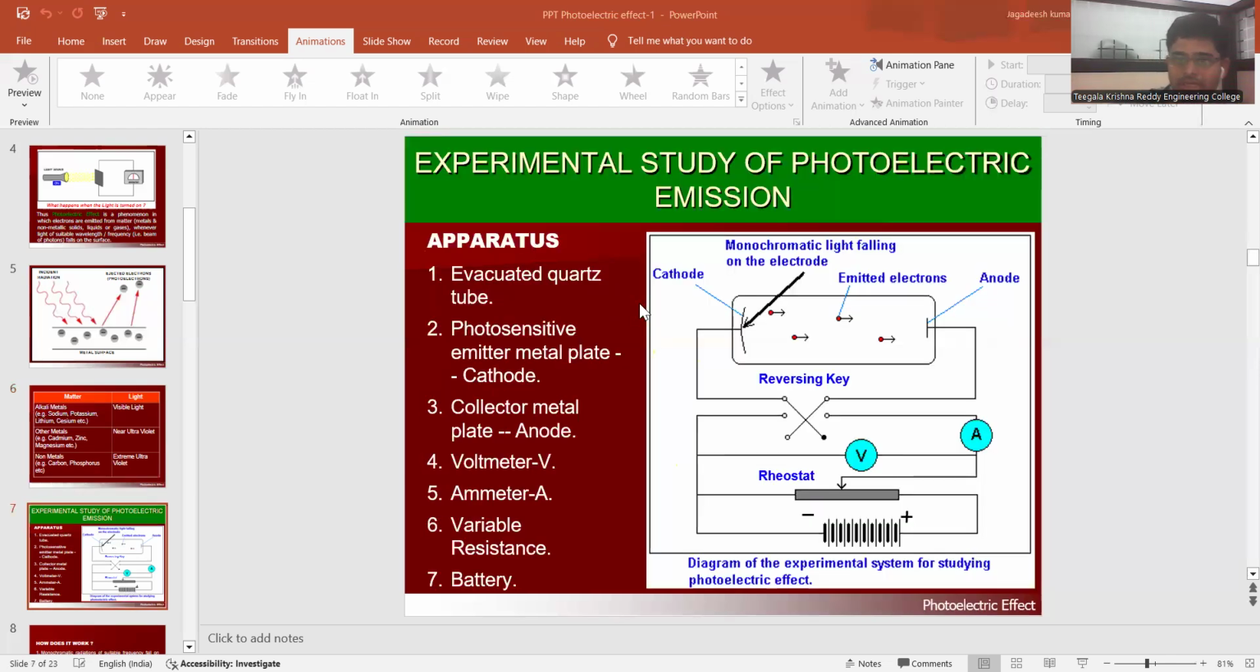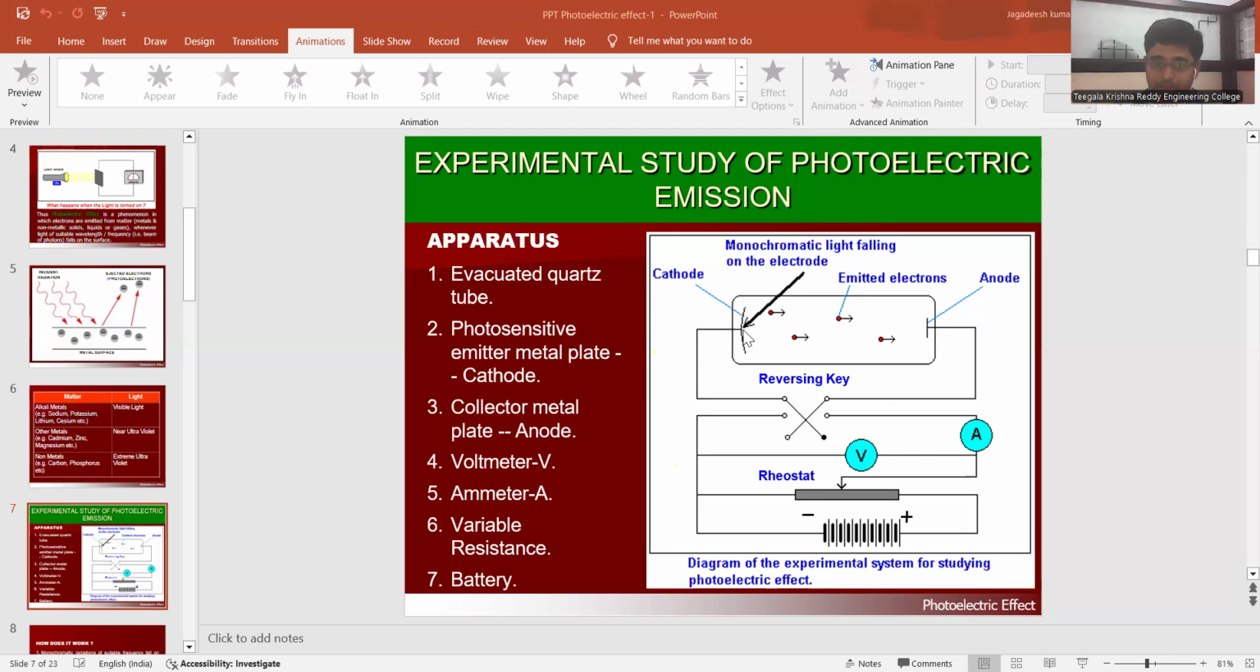Then we experimentally study the photoelectric effect. The apparatus required: photosensitive emitter metal plate, that is the cathode; collector metal plate, that is the anode; voltmeter, ammeter, variable resistance, and battery. This one is the cathode, nothing but plate A. This is the anode, nothing but plate B.